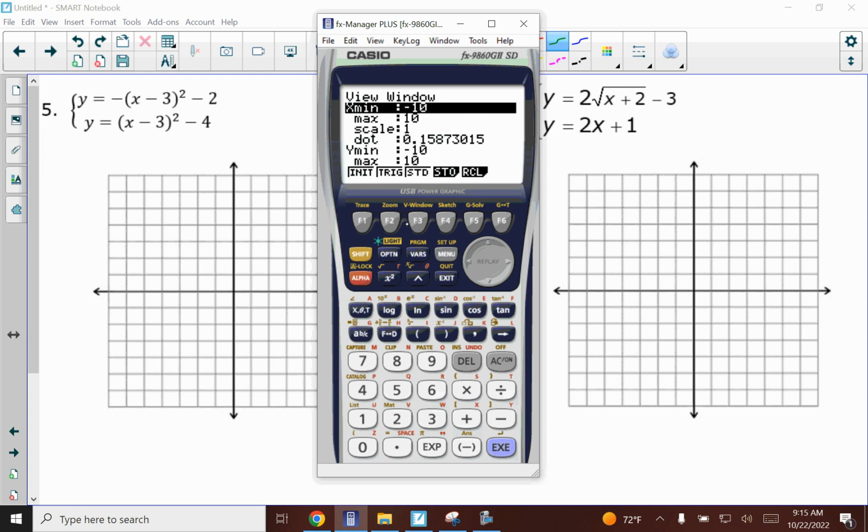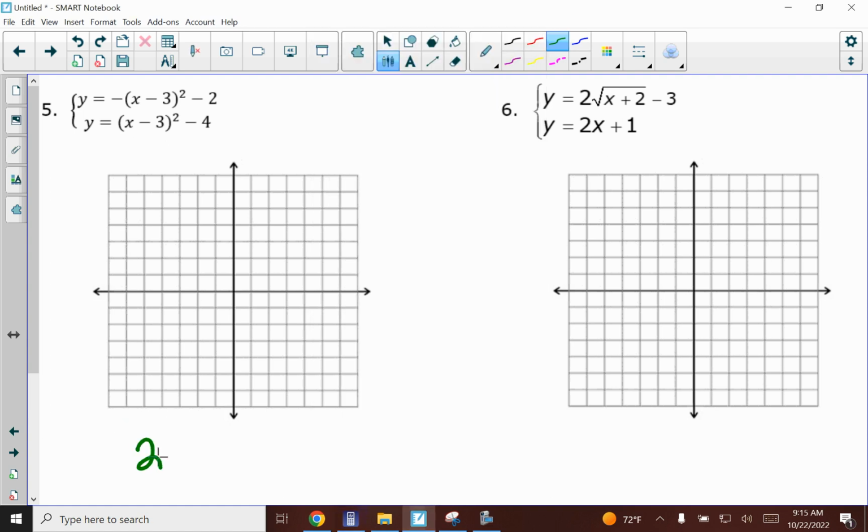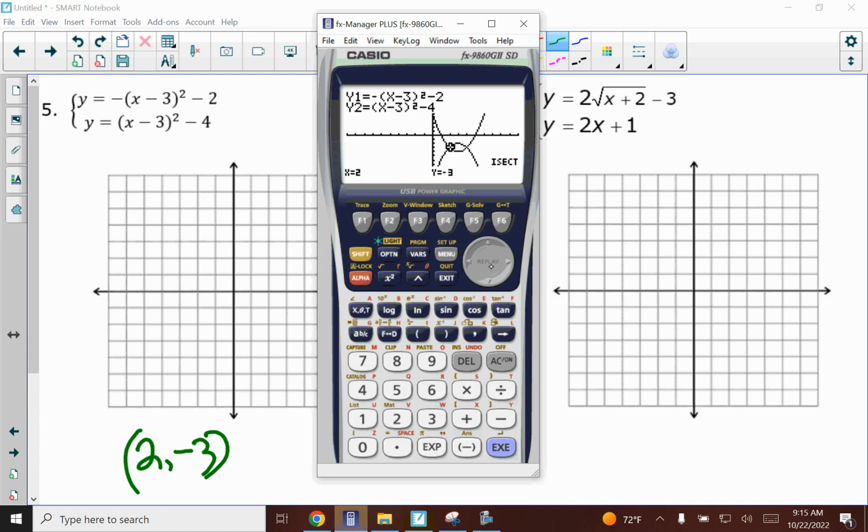So let me change my viewing window. Had a weird one going. So there's my answers. The answers are where they cross. So if you notice, the F5 button says G-solve. So we can actually find where they cross by finding the intersection, which is F5 again. So the calculator says that they cross at 2, negative 3. And then if I want to find the second one, I can just use the arrow and toggle to the right. And that's going to be at 4, negative 3.